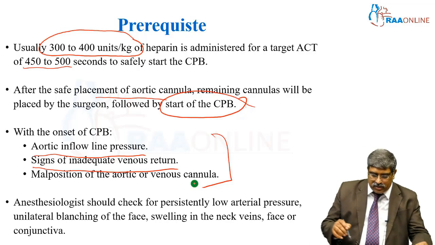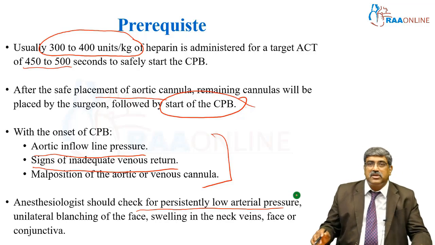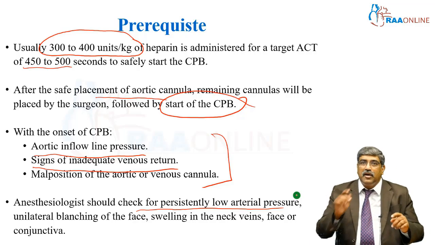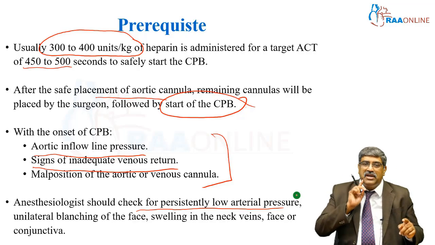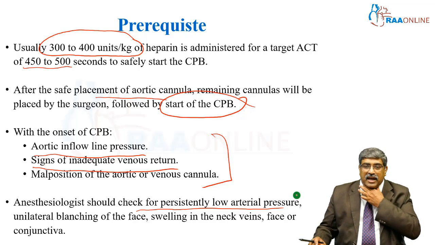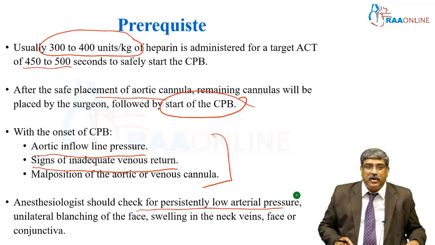The anesthesiologist should check for persistently low arterial pressure, whether there is any unilateral blanching of the face, or swelling in the neck veins, face or conjunctiva.